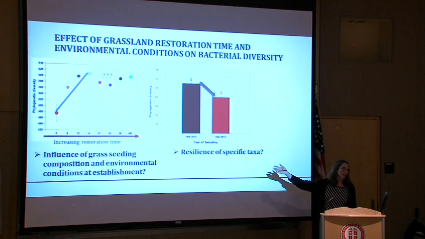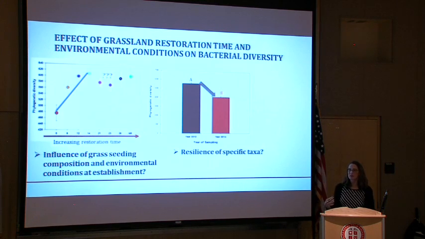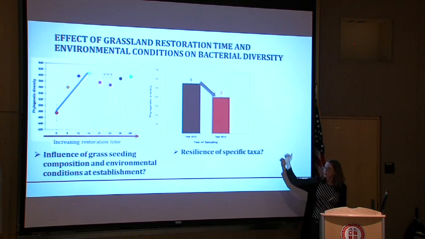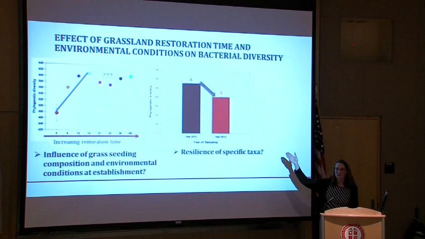Well, what we're looking at now is going back to look at environmental records at the time of establishment, and how did those conditions, when these grasslands were being restored, influence their trajectory moving forward. So jury's still out as to why that's happening. And then the last thing is just this decrease of diversity from 2012 to 2014.